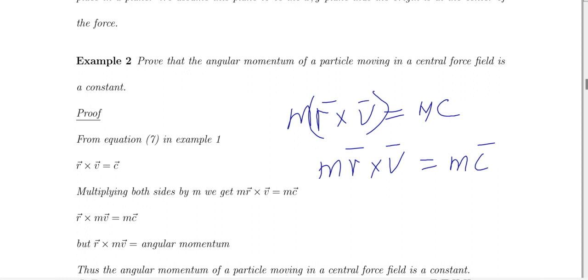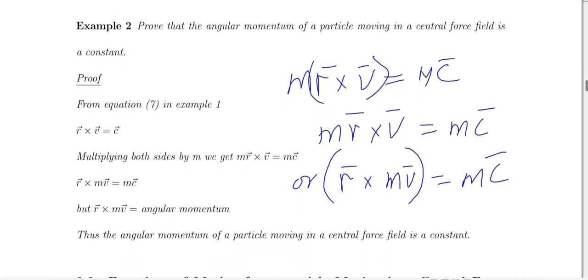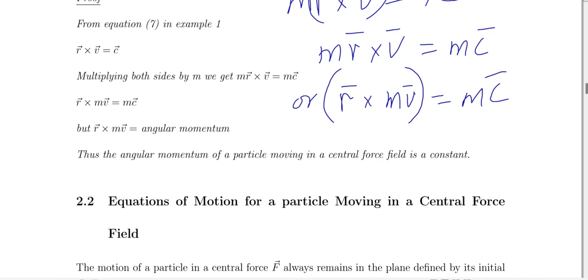We can also write R cross M V is equal to M C. Remember, C is a constant vector and M is a scalar. So M C will still be a constant vector. In this case, this quantity here is the angular momentum. And so this means that the angular momentum of a particle moving in a central force field is a constant.